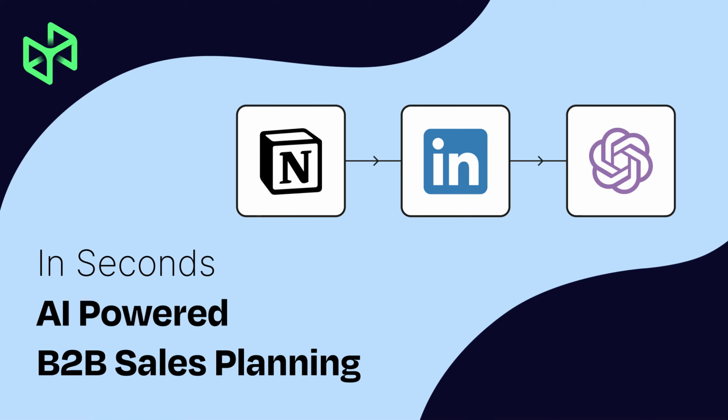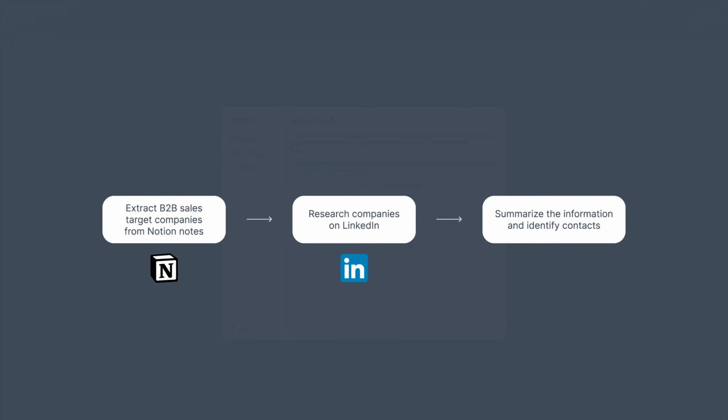In this video, we'll explore how to automate your B2B sales planning using MindPass and the powerful capabilities of ModularMind. First, let's outline what our workflow will do. We aim to streamline our B2B sales planning by automatically retrieving target company information from our meeting notes on Notion, visiting their websites, extracting relevant data, and identifying potential contacts on LinkedIn.